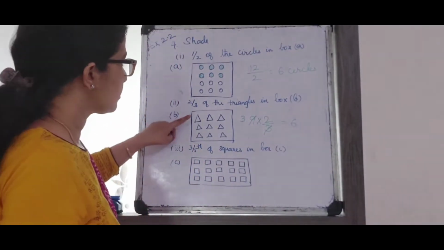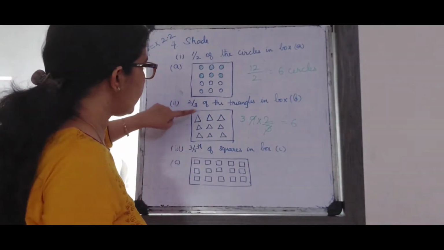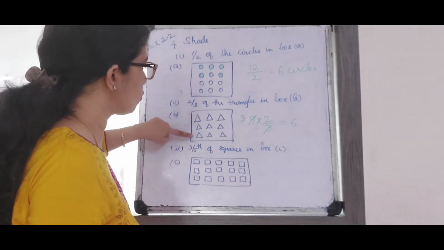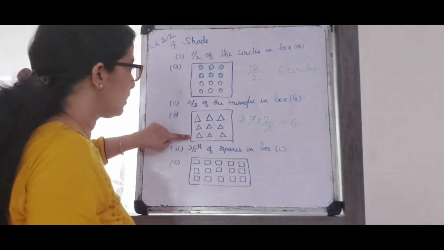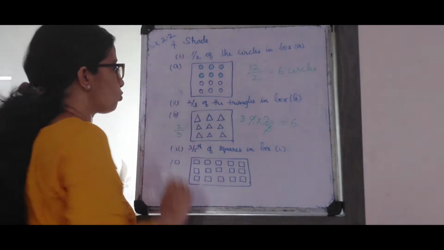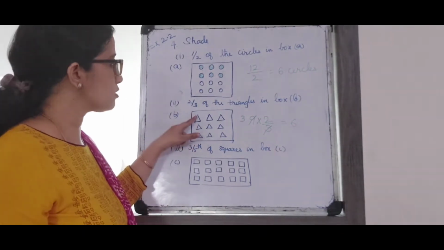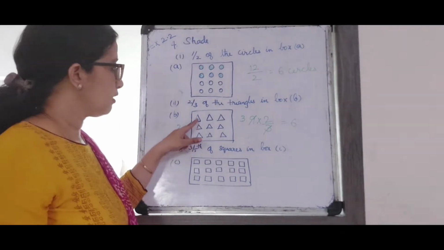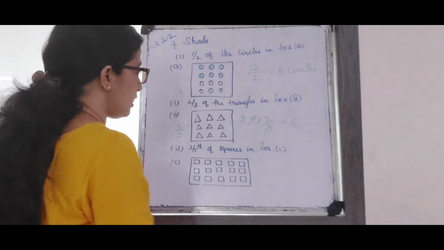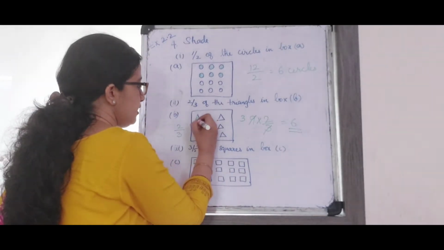Okay? Or else 2 by 3rd of the triangles in a box, right? So it means that out of 3, just see how many rows are there in this. 1, 2, 3. Okay, 3 rows are there. That means that you have to shade, out of 3 rows, 2 rows. Okay, that also comes to 6 triangles, right? So if you shade the 2 rows here, it will come to 1, 2, 3, 4, 5, 6, 6 triangles. Okay, so that is the answer which we got previously also, 6. So you have to shade 6 triangles.